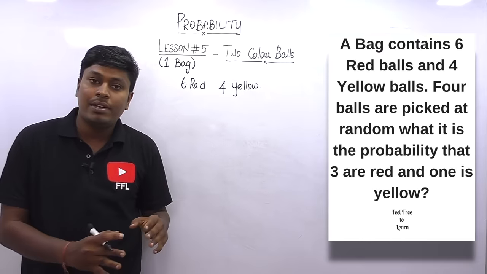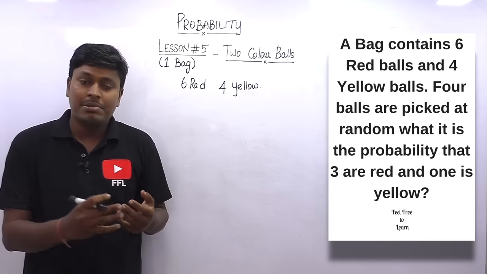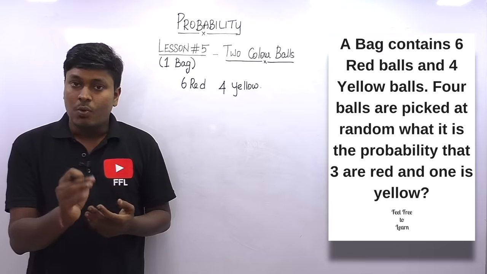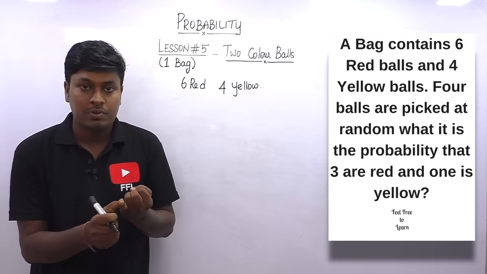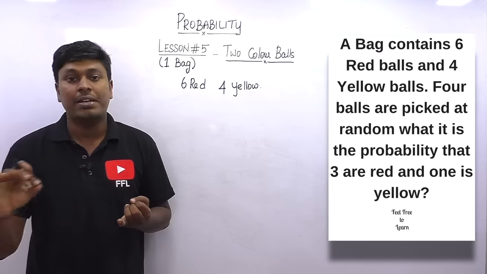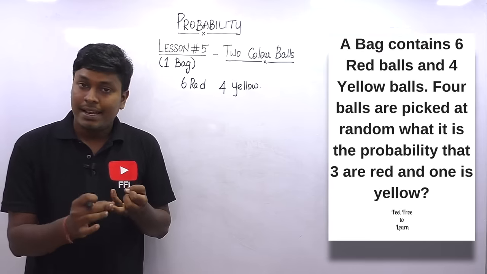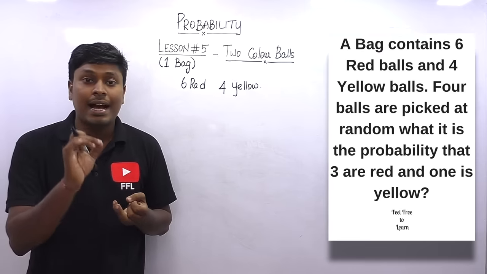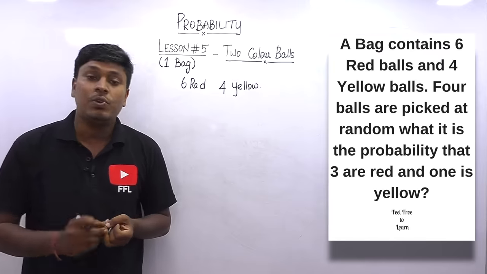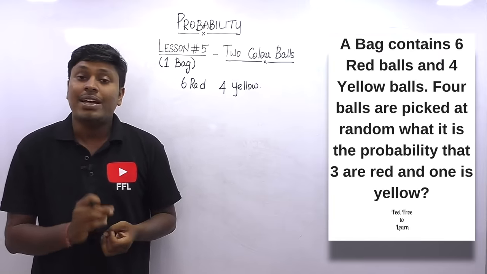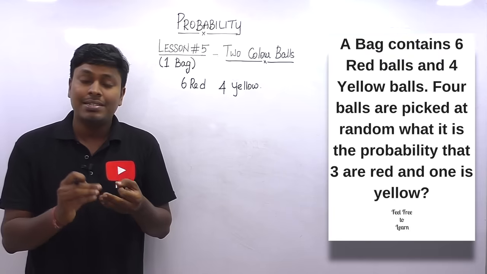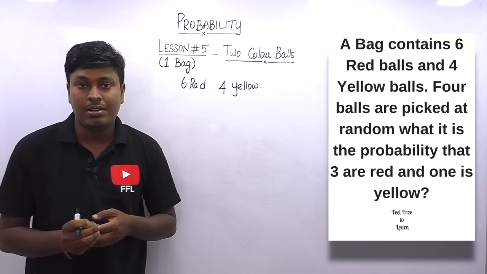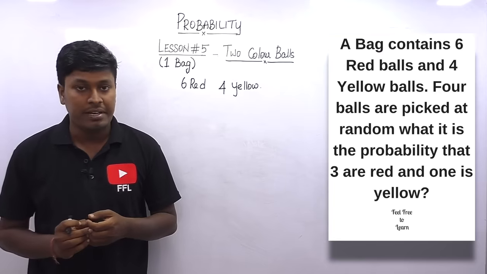Before solving a question in this topic, always remember that you need to know 3 things. One is, what is the formula for probability? Probability is equal to sum of observation divided by possibility. The second is, wherever you find the word "and", you need to multiply. And wherever you find the word "or", you need to add. So these are the 3 most important things before solving every probability question.